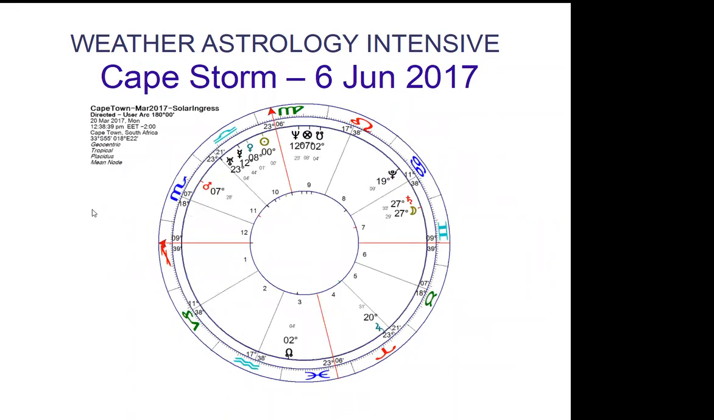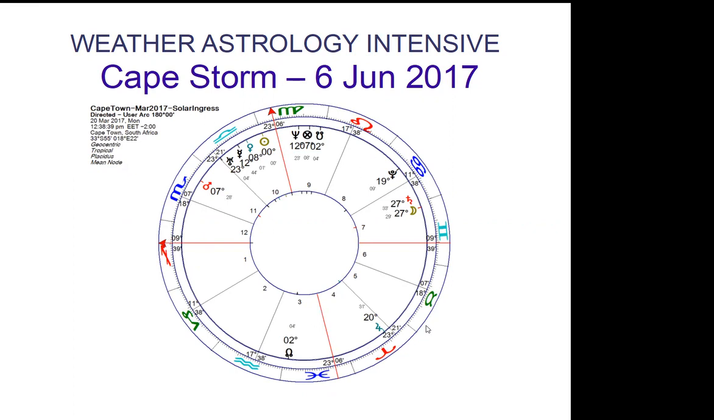So here's another ingress chart. This was when the Cape storm happened in 2017. The storm hit the Cape coast on the 6th of June at about 10, 11 at night. And here are the angles. The 4th house angle was Pisces, wet and cold and cool. And then the 1st house cusp was Sagittarius, which is warm and dry. So when the cusps don't agree, then you've got mixed weather, mixed temperatures.